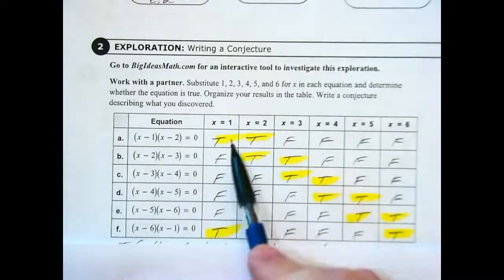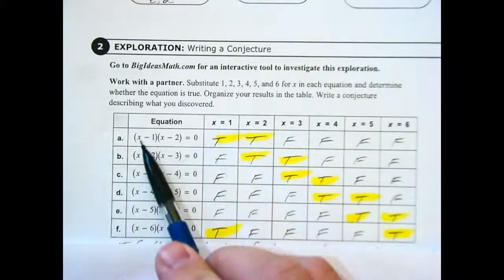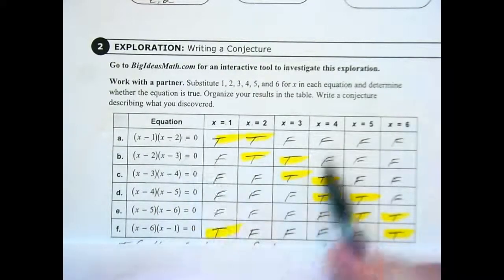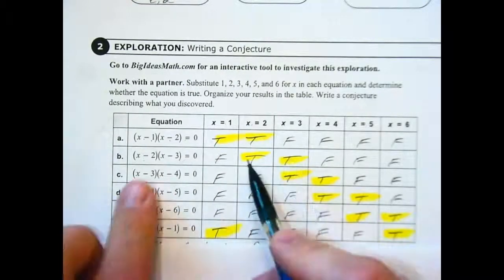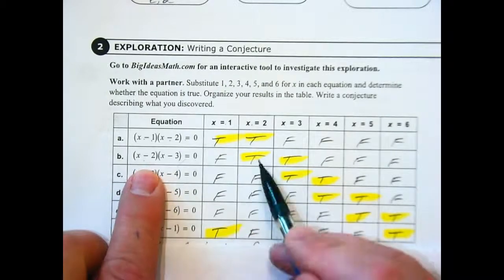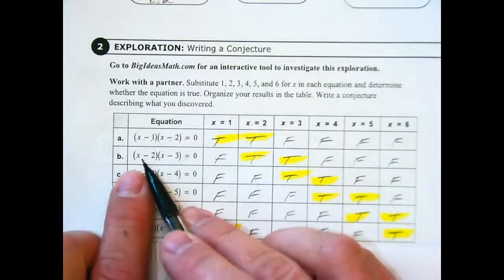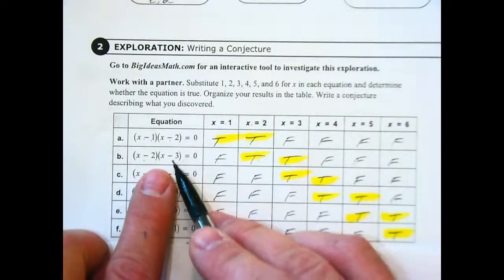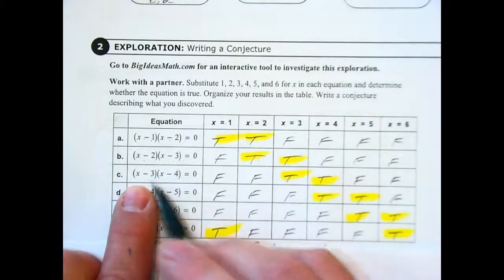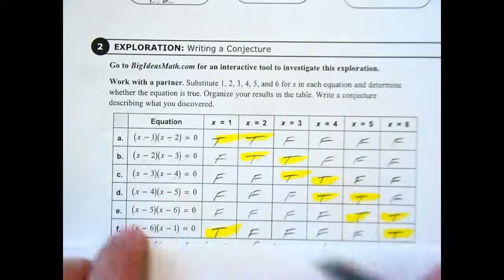Good. Yeah, it's where you get those zeros, right? I go 1 minus 1 and 2 minus 2. Okay, it's whatever will make your quantity, your parenthesis piece, become 0. So when you put 2 in, you get 0 here. When you put 3 in, you get a 0 here. Put 3 in, you get a 0 here. When you put a 4 in, you get a 0 here, and so on.